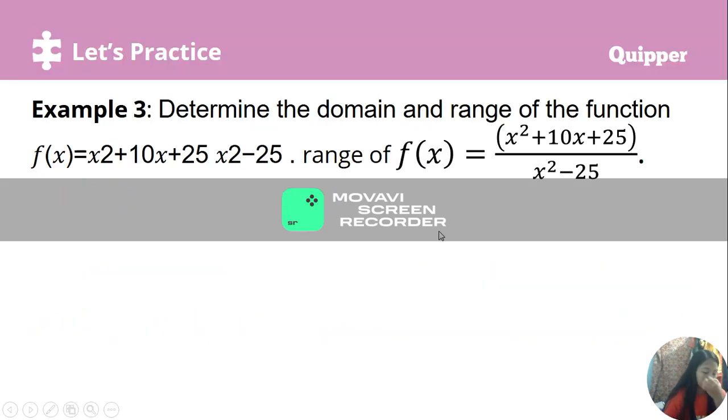Next, we have to determine the domain and range of the function.